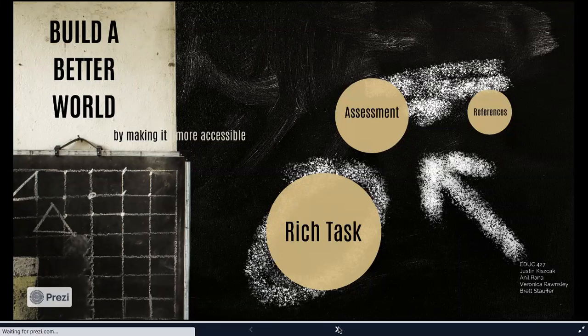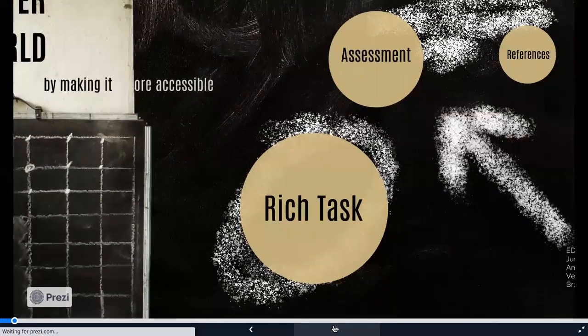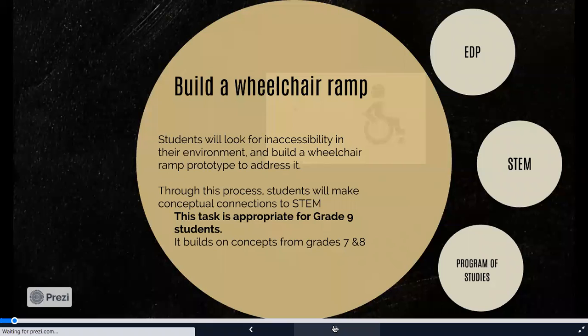This presentation will be exploring a rich task that invites students to build a better world by considering wheelchair accessibility in their environment and building a ramp prototype to address the inaccessible areas. This rich task is appropriate for grade 9 students. It builds on concepts from grades 7 and 8.